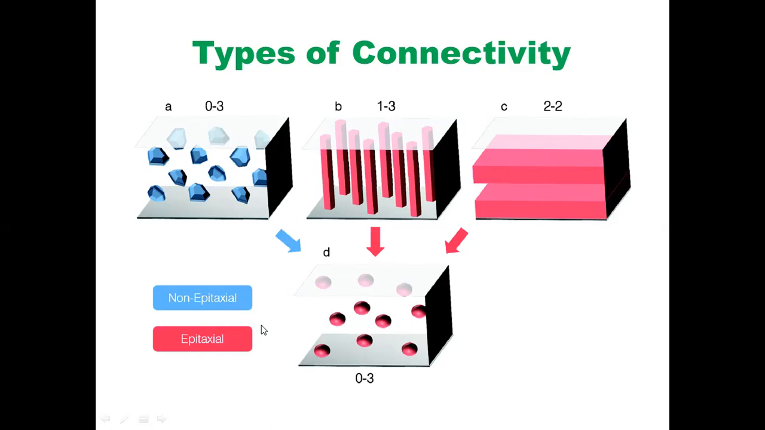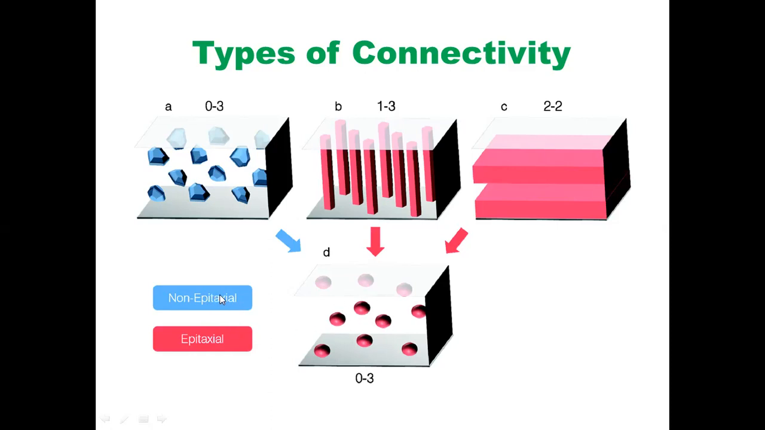In the case of epitaxial connectivity, there will be a matching of lattice of both the phases. That means both the phases, that is the ferromagnetic phase and the ferroelectric phase, should have the same lattice. That is called the epitaxial type of connectivity. So matching of lattice will be there.